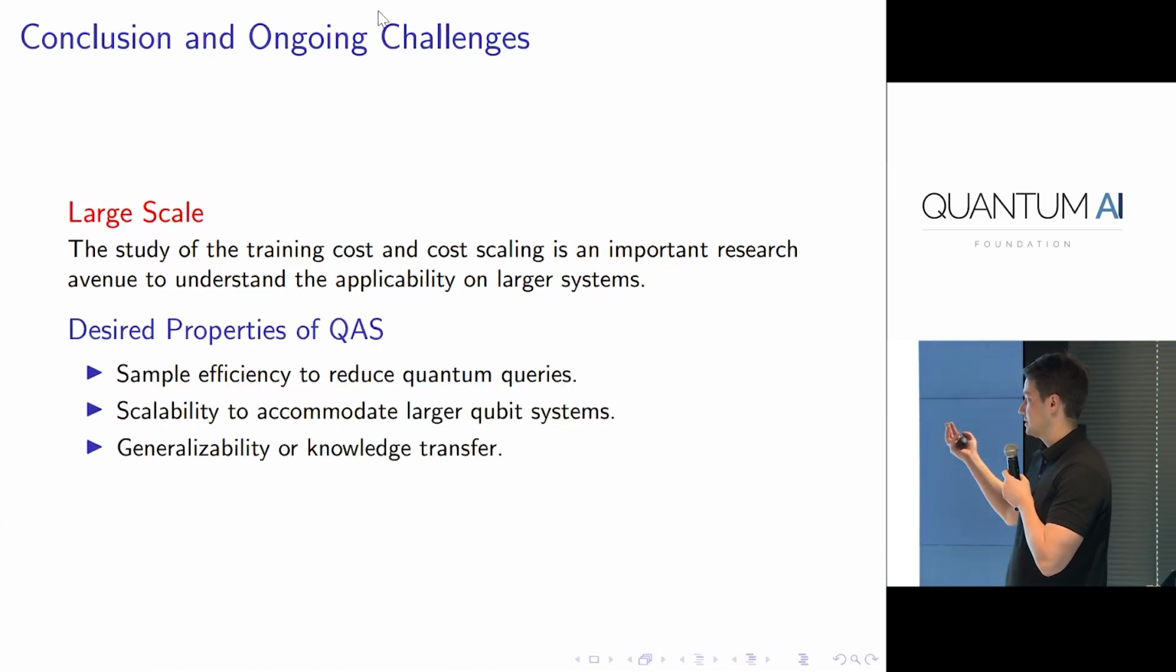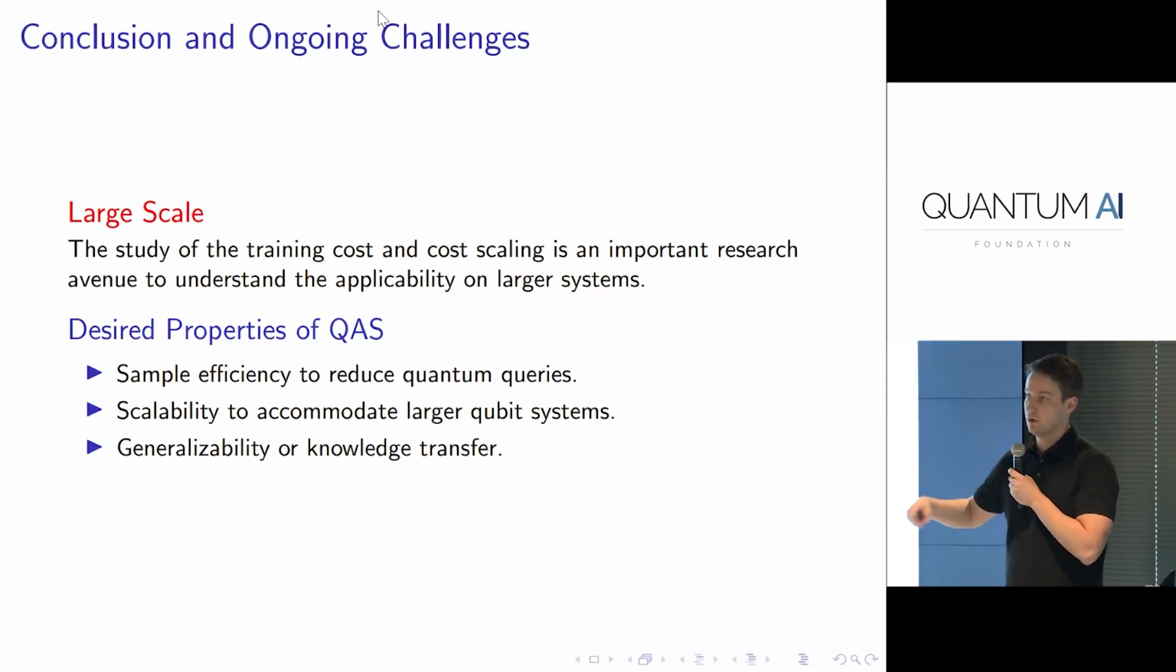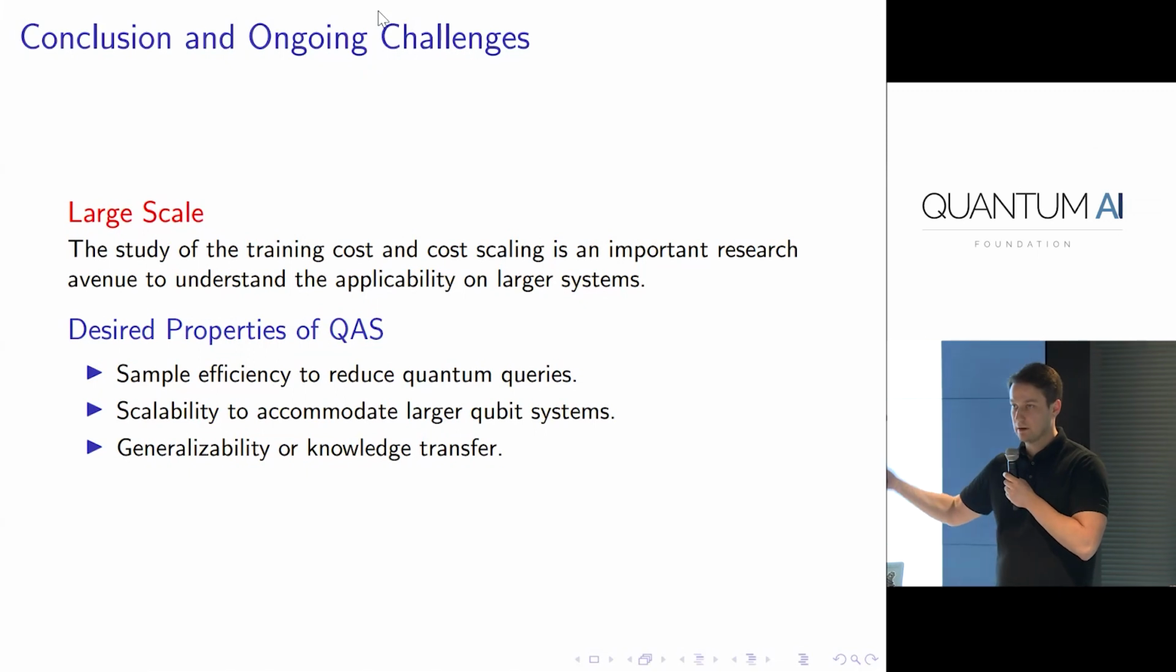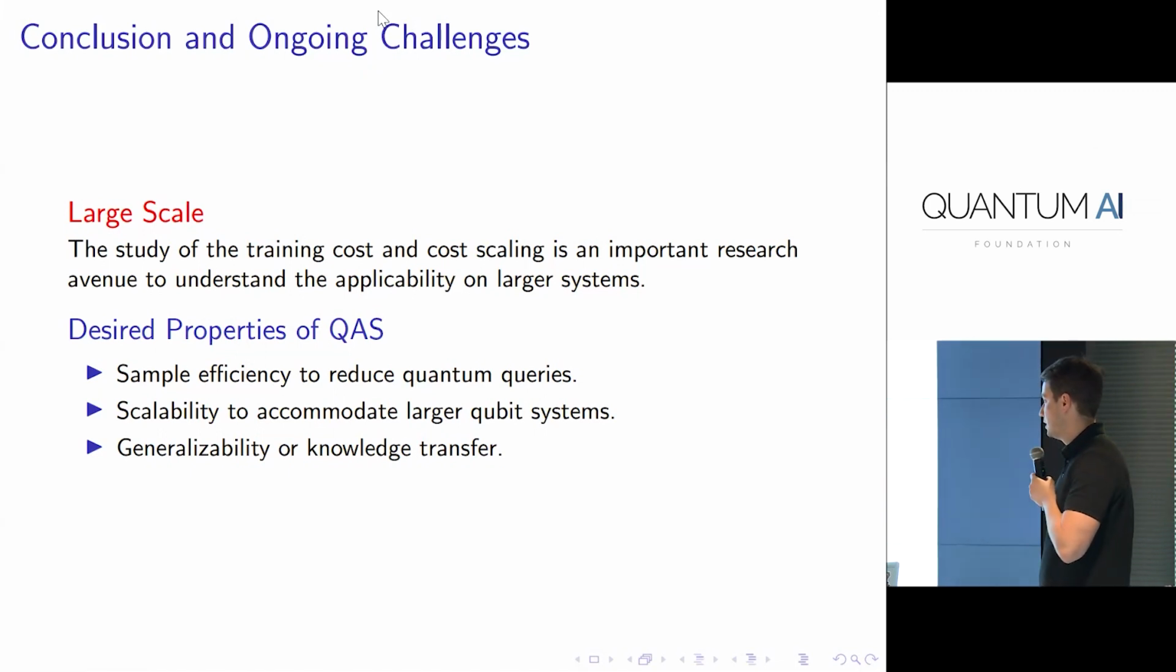And I think among the desired properties, of course, we need sample efficiency, because all this optimization sub-procedure, this training, for example in our case agent training, requires a lot of quantum queries, which cost.